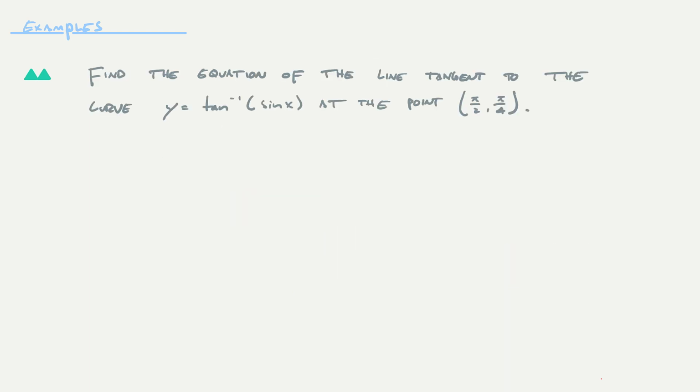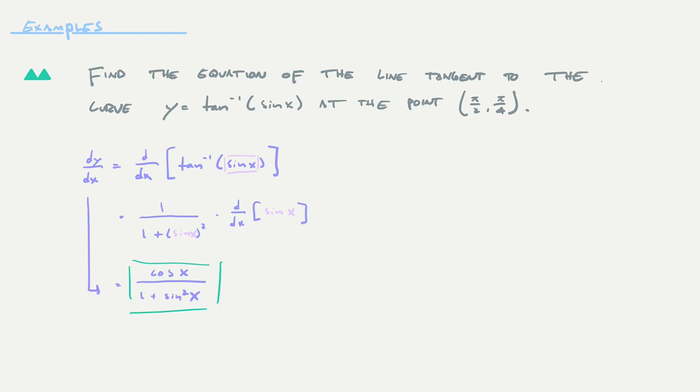Example 2, find the equation of the line tangent to the curve y is equal to tangent inverse of the sine of x at the point pi over 2, pi over 4. All right, so this one's a little bit more involved. We have to find a tangent line, right? We have to find the line that's tangent to the curve. So first we need to differentiate. Again, chain rule situation happening here. The outer function is tangent inverse, so that derivative is 1 over 1 plus whatever the inside is squared, the inside in this case being the sine of x. Then by nature of the chain rule, you have to multiply by the derivative of the inside, which is the derivative of sine of x. That's just the cosine of x. So okay, we've got our derivative, cosine x over 1 plus sine squared of x.